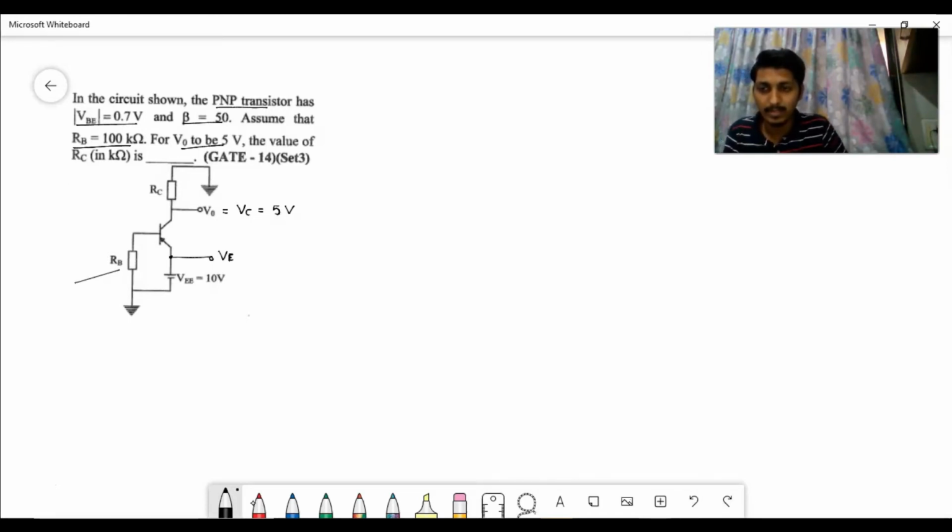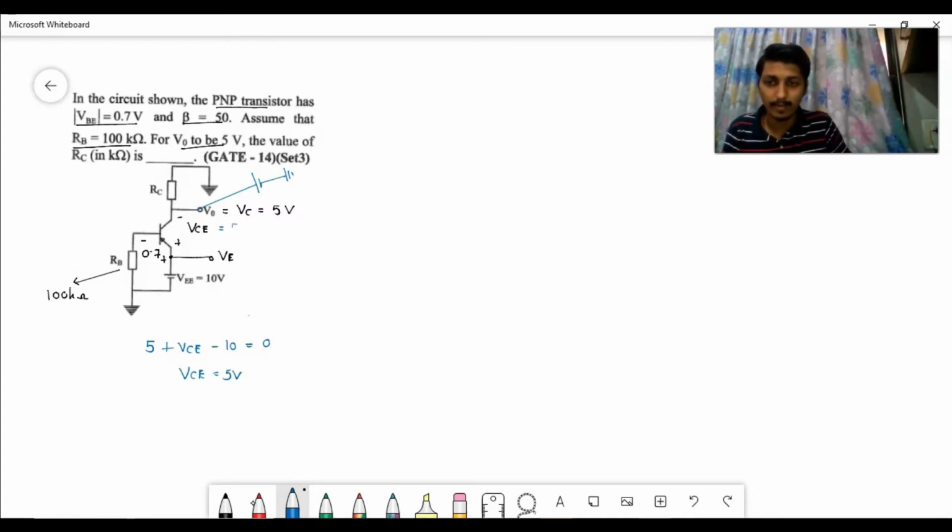This is our base resistance, which is specified as 100k, plus or minus VBE 0.7 volt, and this is nothing but plus or minus VCE. So if we solve it further for this VCE, this will come out to be 5 plus VCE minus 10 equals 0. So VCE comes out to be 5 volts. So our collector to emitter voltage is nothing but 5 volts.